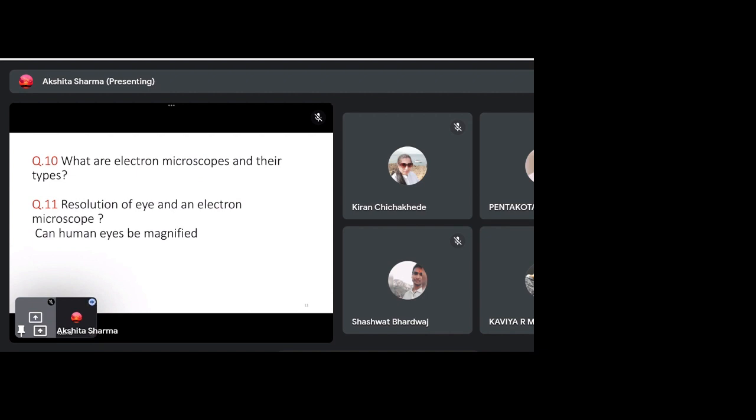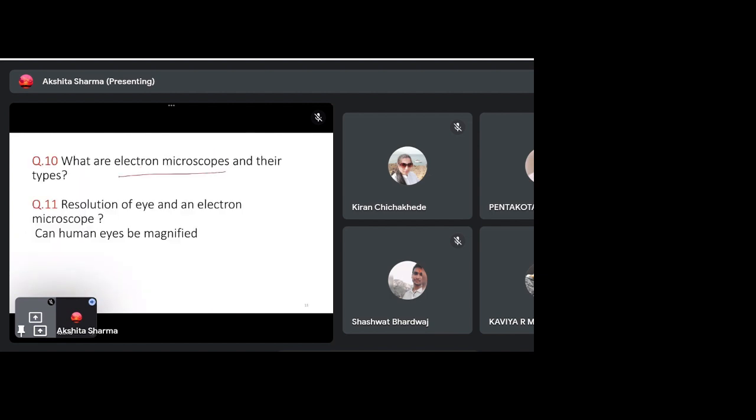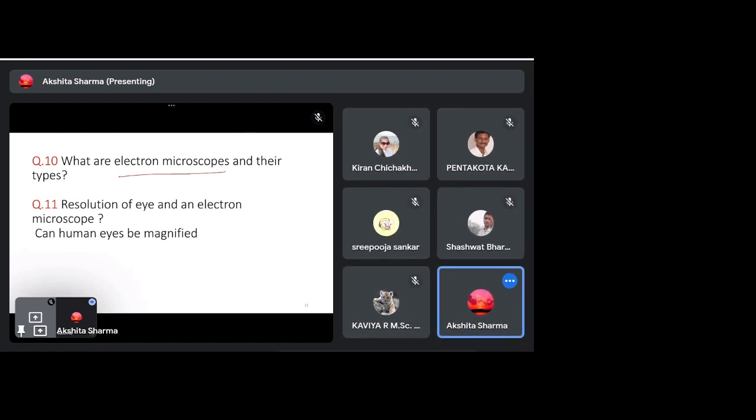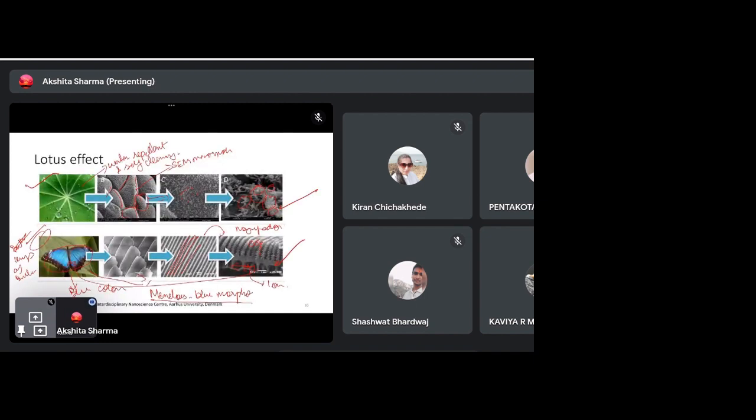Next question. What are electron microscopes? What are electron microscopes and their types? I was telling you these are micrographs. Do you know what electron microscopes are? Then I will discuss it further. Anyone? You can write your answer in the chat box if you don't want to unmute yourself. This is an interactive discussion, so I request you to interact. One hint is that these images are taken from electron microscopes. Do you understand these images?